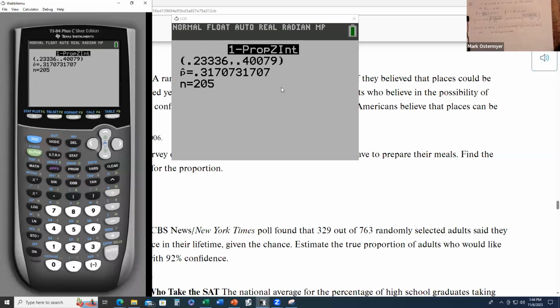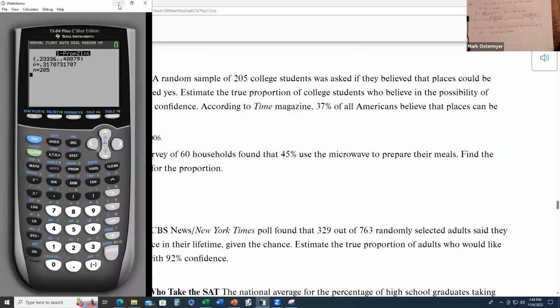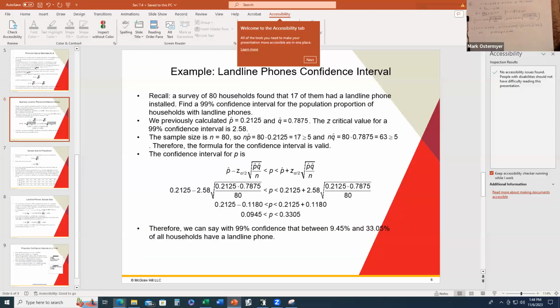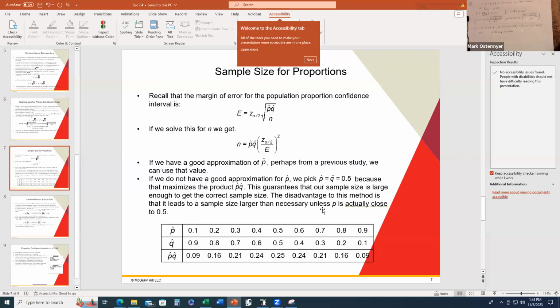And so we're discovering how to build confidence intervals. The other part of this lecture, ladies and gentlemen, is conducting what's called a sample size problem. So let's go back to our PowerPoint presentation and finish this up now.